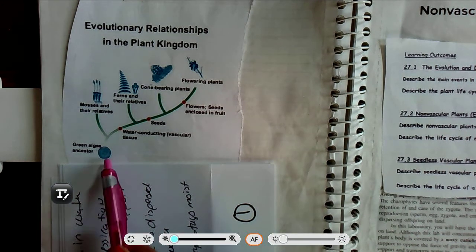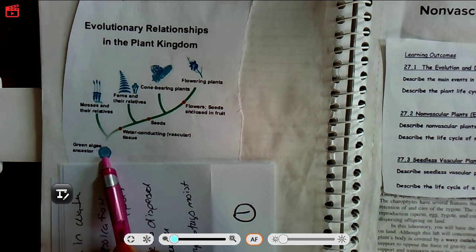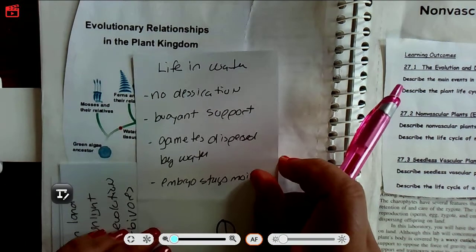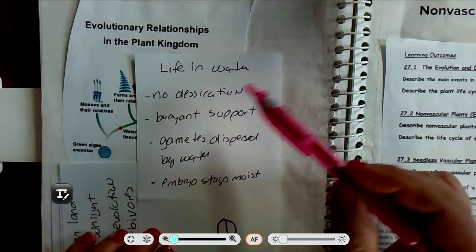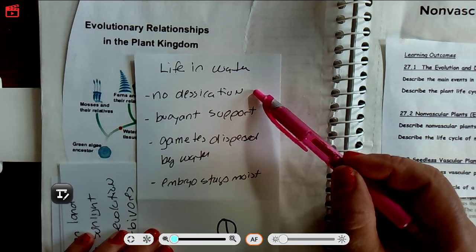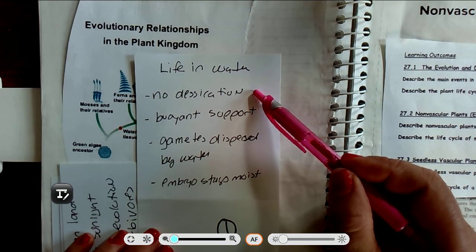Okay, so right here we see the common ancestor, green algae. Okay, not red or brown, but green algae. And you know, the common ancestor most likely could survive periods of desiccation or drying out as it lived in the water. But what was life in the water like? There wasn't consistent desiccation, so there may be periods of drying out, but basically water was not a problem.